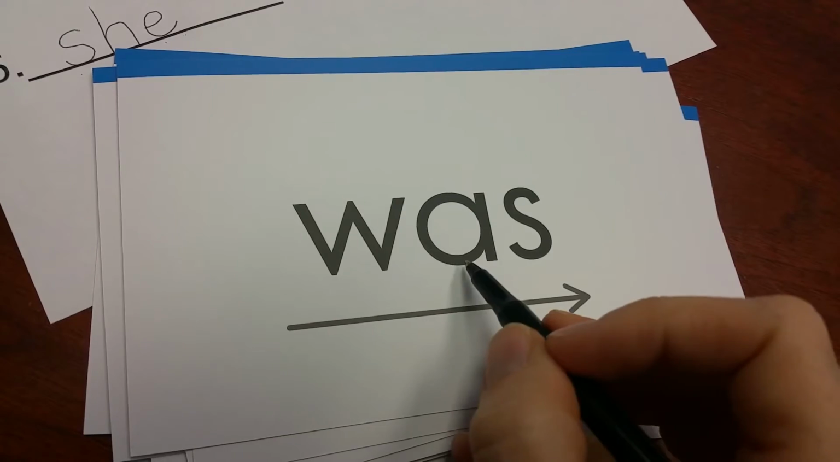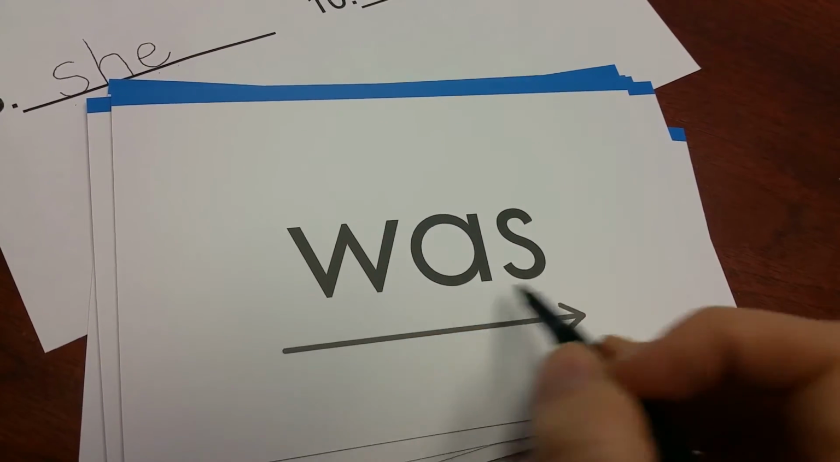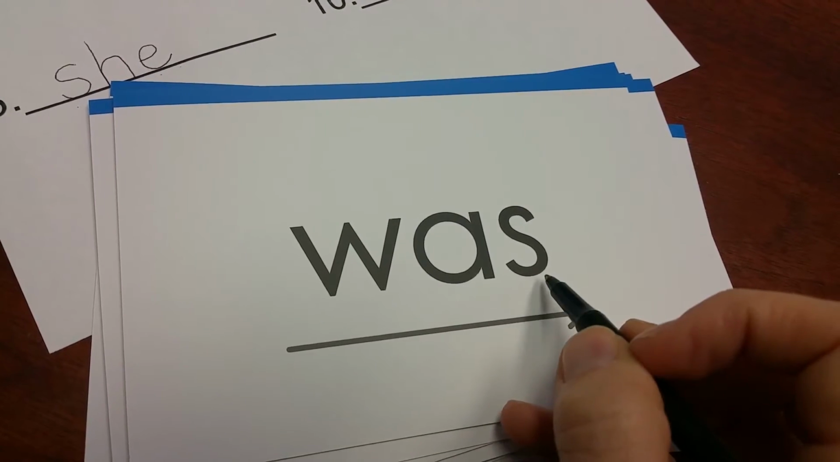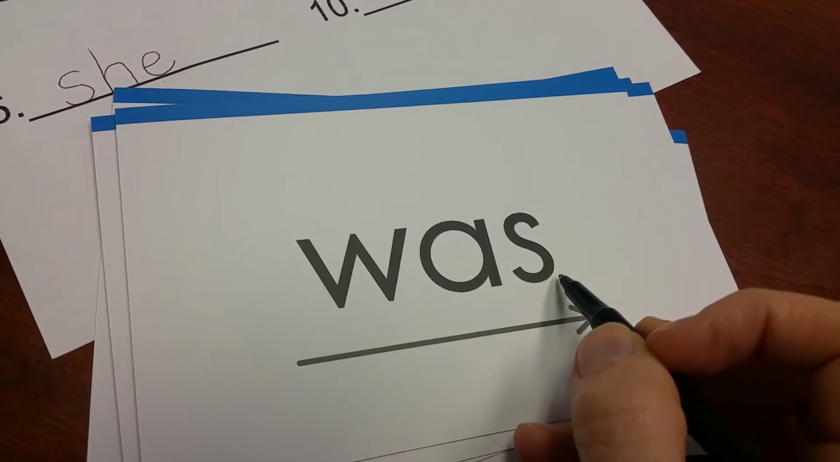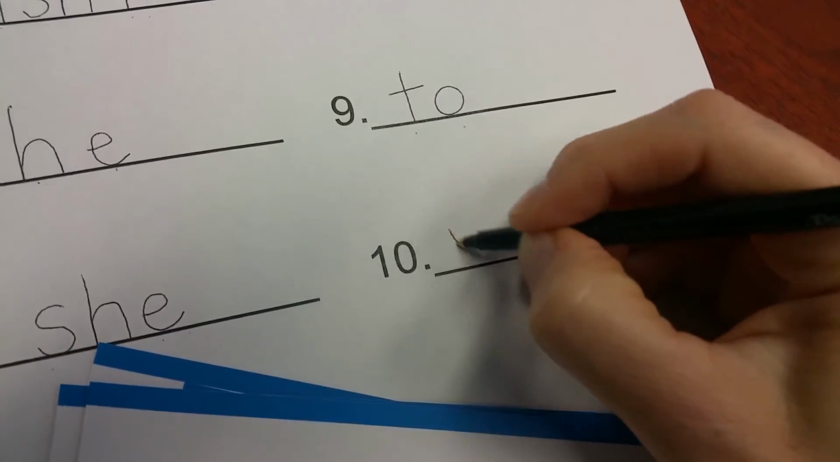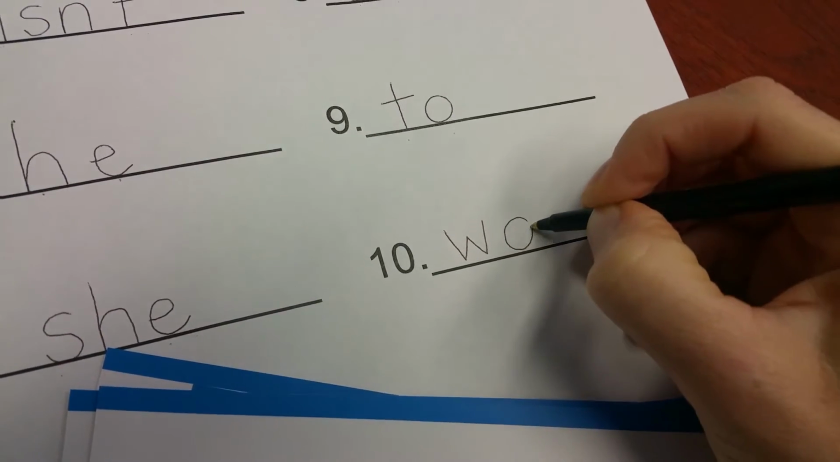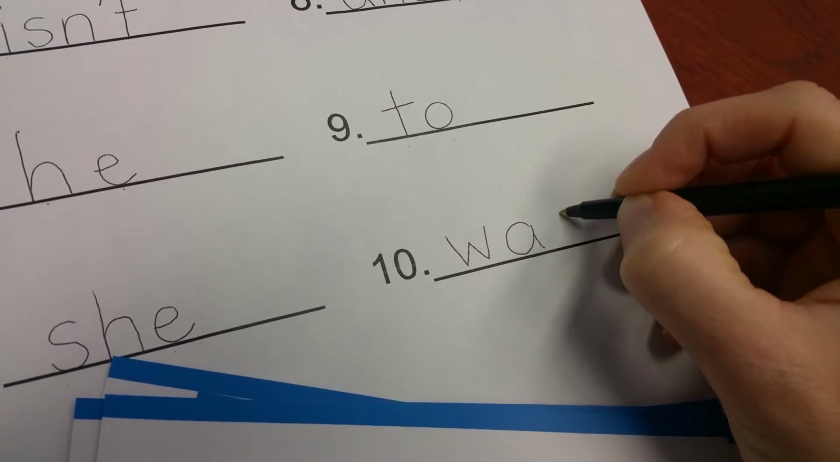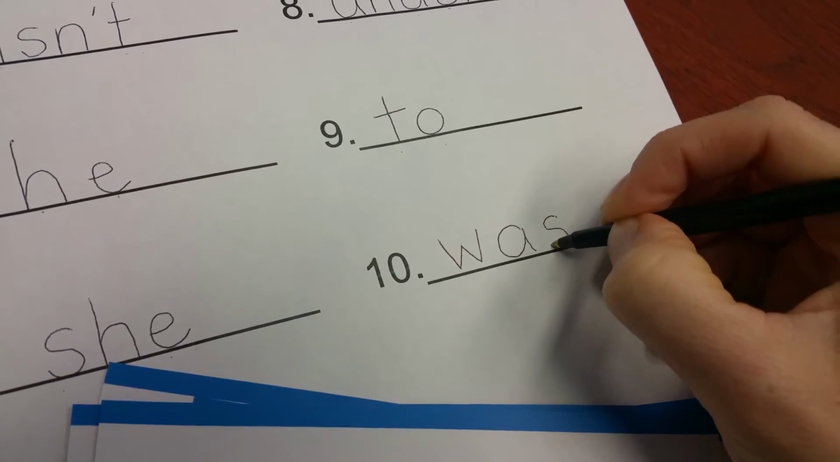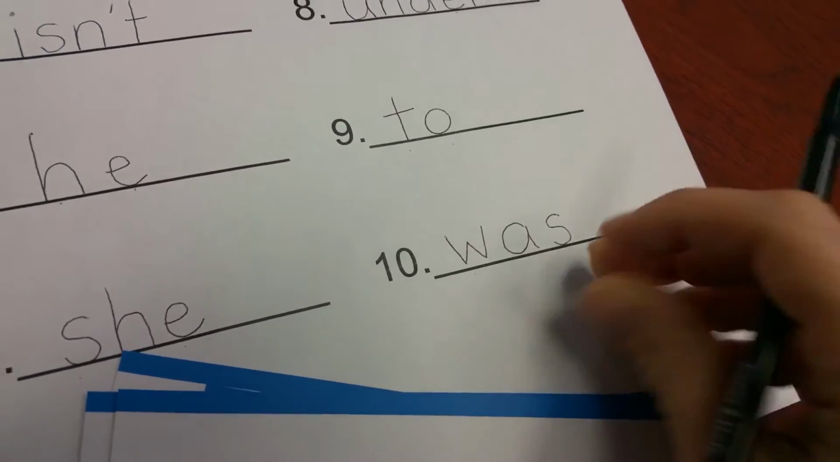Was, W-A-S, was. Write the word was. It was raining. W-A-S, was, W-A-S. Let's read the words we wrote.